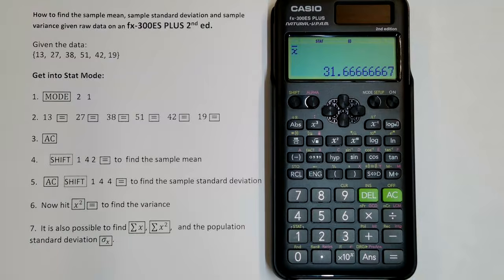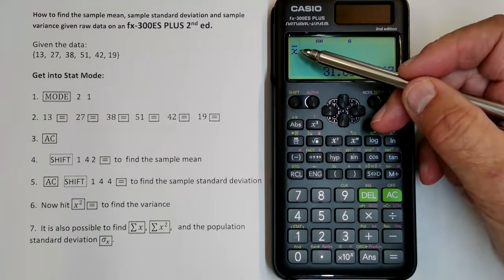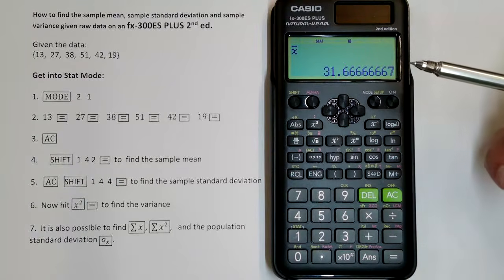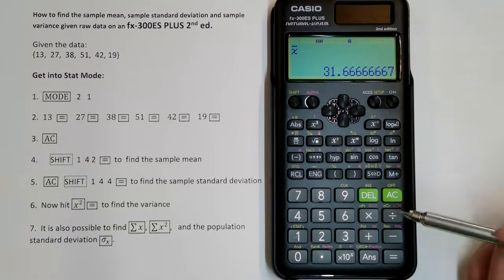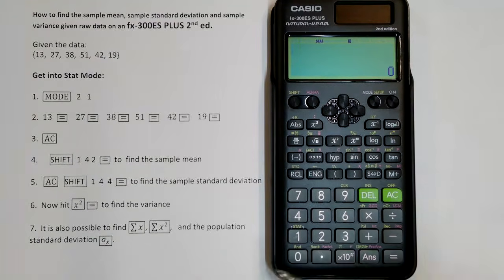Always hit equals afterwards. That's the number 1 thing that people do wrong. They hit it, and then whatever the answer was before, they just write it. You have to hit the equals sign, so don't forget it. That gives me the sample mean. X bar is the sample mean. English letters are sample, Greek letters are population. So now I can clear it. It's always wise to clear first and then do the next.